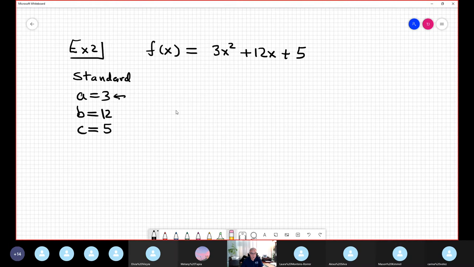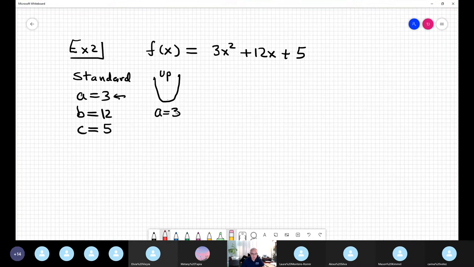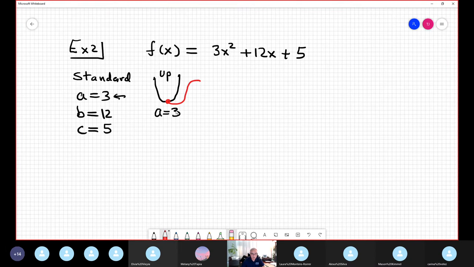So now I need to find, well, actually I can see that A is positive, look, A is 3. Therefore, this parabola opens up, because A is 3. When the number is positive, I know very well that the parabola opens up. Good. Now, what about that point? The vertex, the famous vertex.